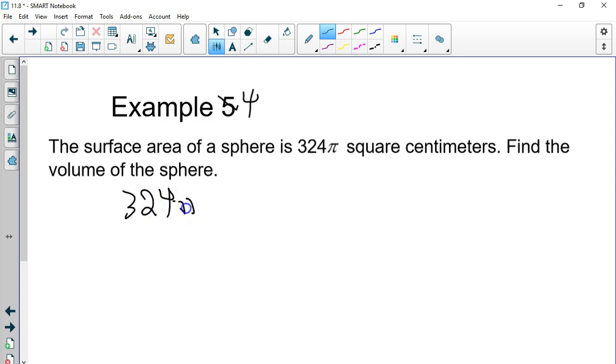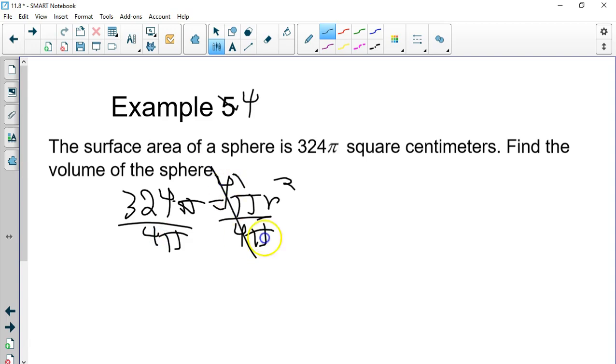Here's our surface area equal to, sorry, 4 pi r squared. So I'm going to divide both sides by 4 pi, like we've already done. We've already done a problem just like this a few back. We're just going to have an extra step. We're basically combining the previous 2 examples. So that's going to give me 324 divided by 4, which is 81, equals r squared. Square root both sides, and I know my radius is 9.